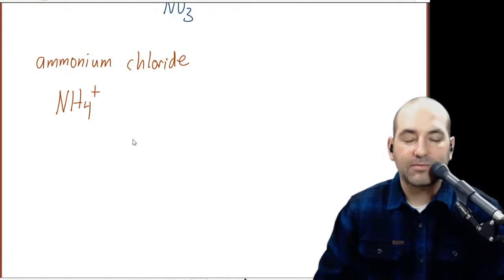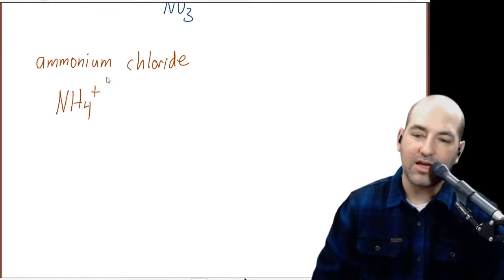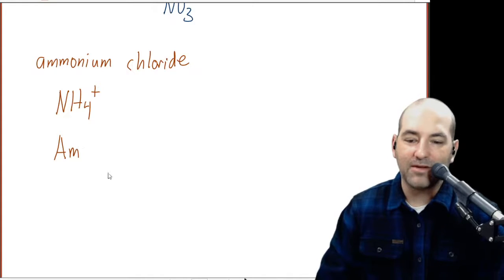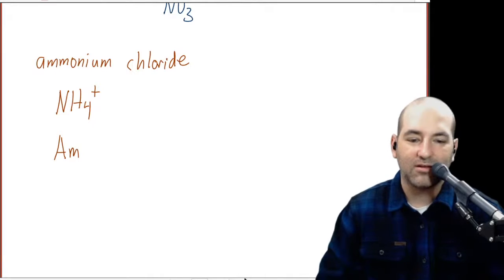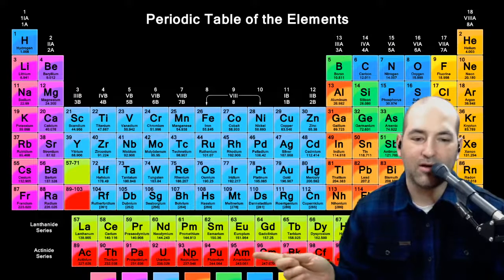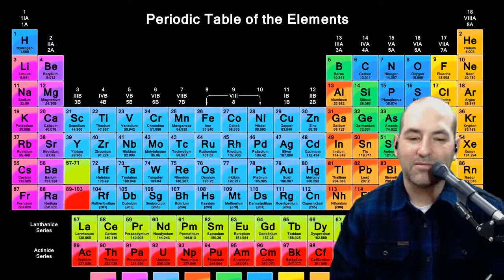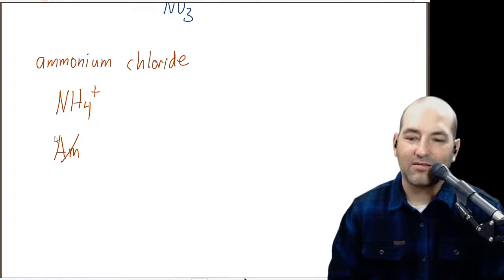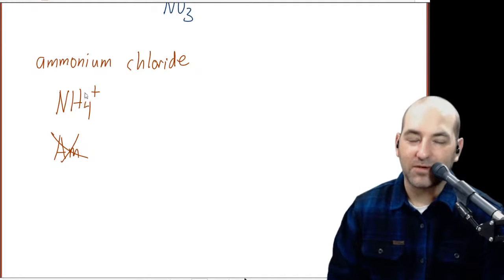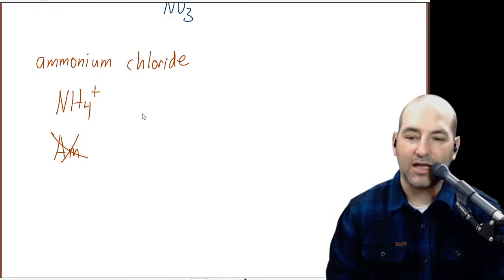I've asked this question before, or ones like it, and I always get somebody who just takes a guess and makes it Am. And Am is actually an element. It's way down here. Yeah, right there. But it's not ammonium. It's americium. So that is not right. Again, use your references. Look up your stuff on the table. Look at the names on the periodic table. You don't need to just guess.